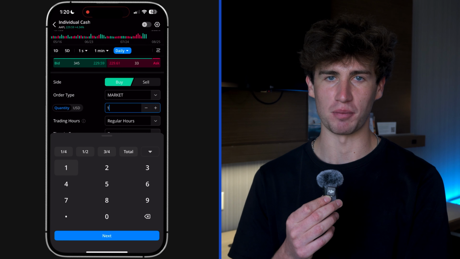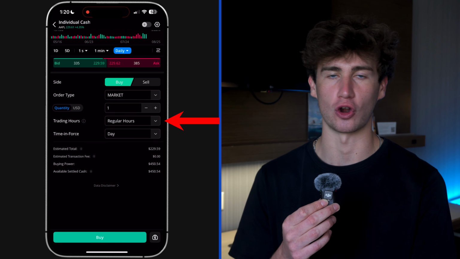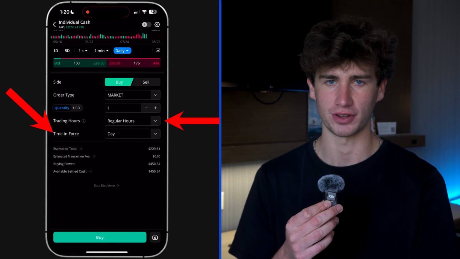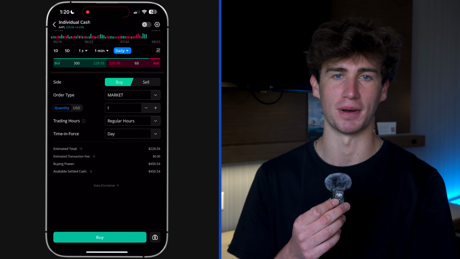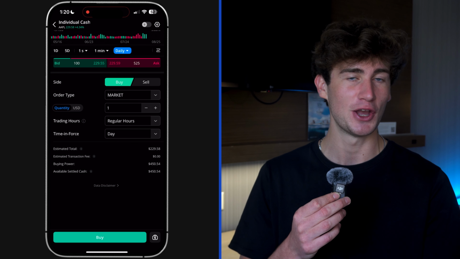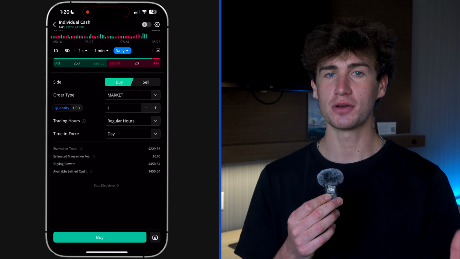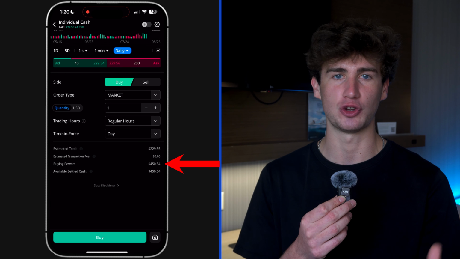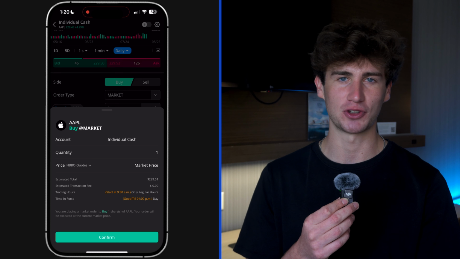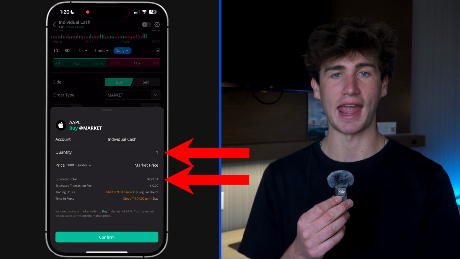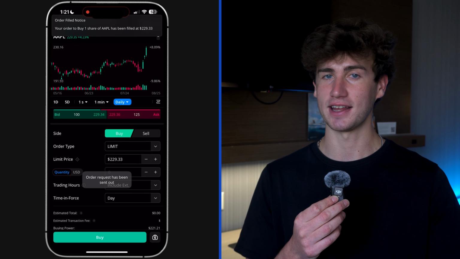Entering 1 for the number of shares, the next 2 boxes are trading hours and time in force. You can ignore these when placing a market order, but these are important when placing a limit, so we'll get to those in a second. At the bottom, you'll see order cost and the cash you have available to buy. Hit buy, double check that you're happy with the order details, and confirm to place it. Just like that, you own the stock.